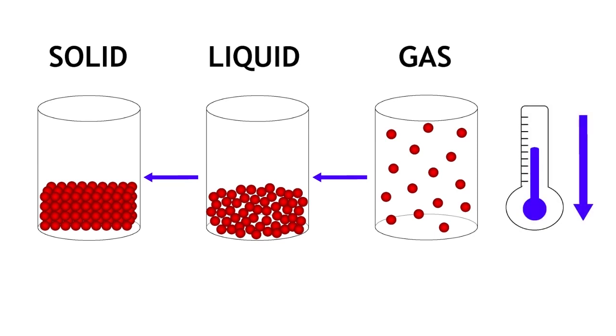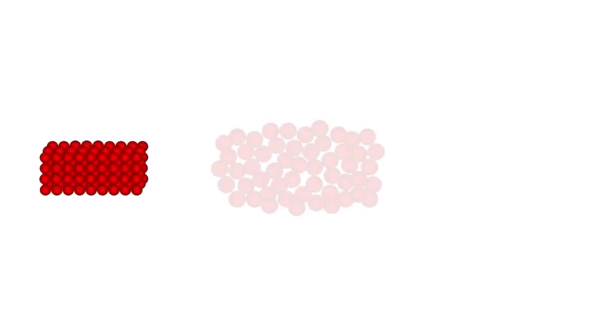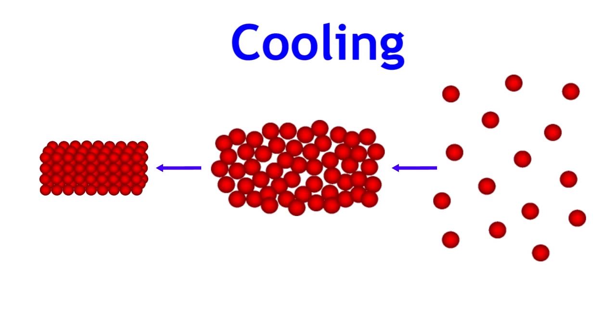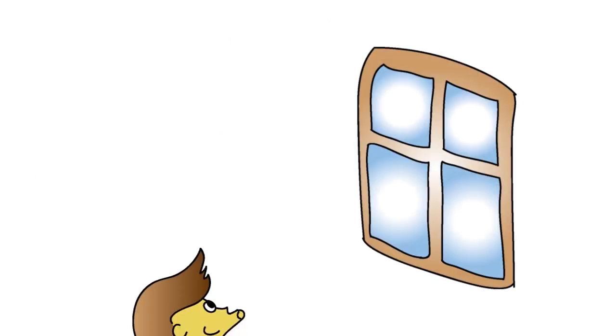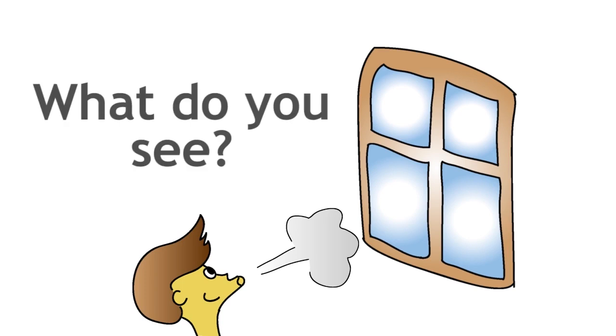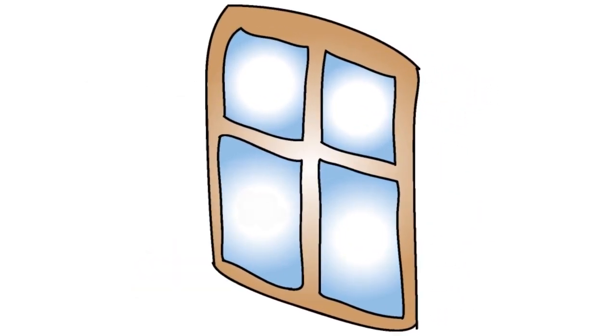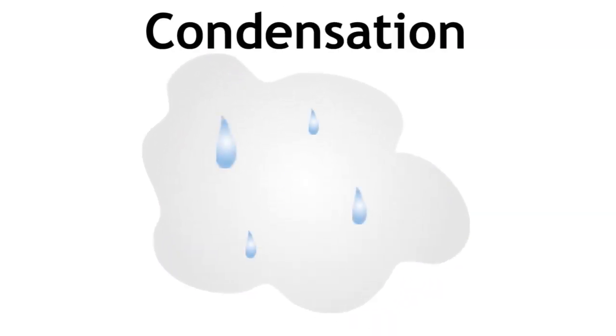All the changes that you've thought about can go in the opposite direction. If a material is cooled, where spaces between particles got larger on heating, on cooling they become closer together. Just take a moment to breathe on the window. What do you see? The air you breathe out is warm and moist. What you see is condensation as the air cools on the colder glass.